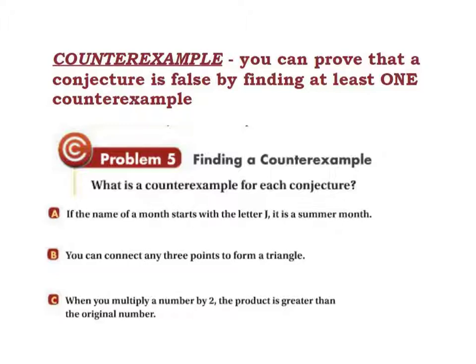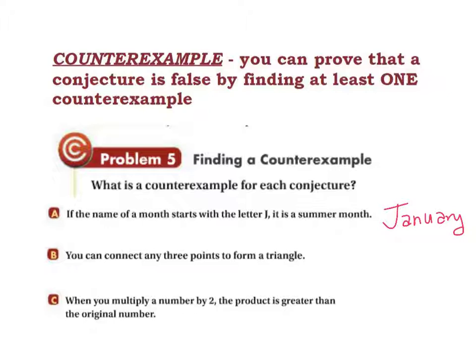If the name of a month starts with the letter J, it's a summer month. Okay, so that's June, that's July, but there's one other counterexample I could come up with. My counterexample on that would be January. That is not a summer month. So if you can come up with one, you would say that that conjecture is false.